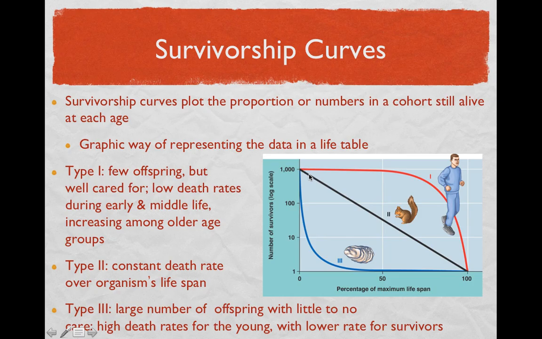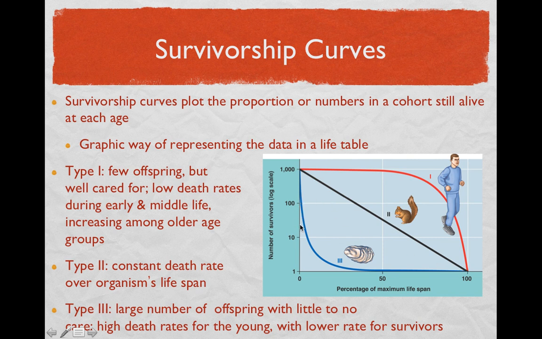Type 2, there's pretty much an even chance all along that you're either going to survive or you're going to die. So these are sort of your smaller organisms. The squirrel there in the picture, mice, rats, cats, dogs, those sorts of things. So they have not a huge litter, but they'll have a handful of offspring. And some of them will make it, some of them won't. And as we get increasing number of years, fewer and fewer are alive at the time.